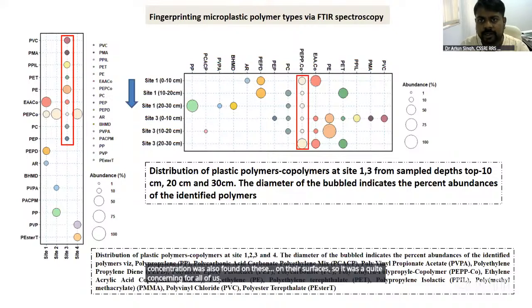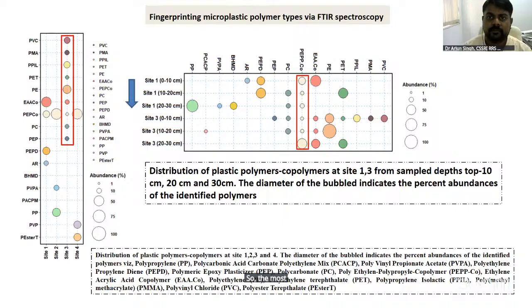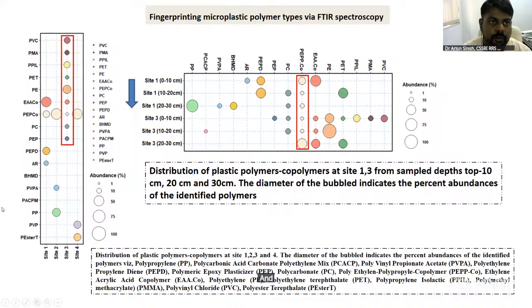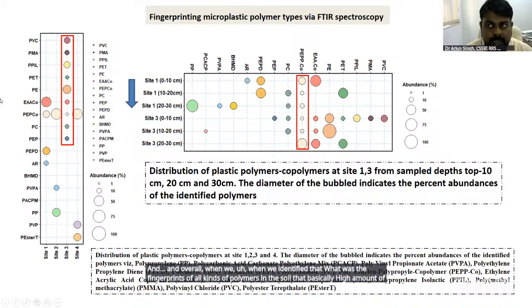Then we tried to identify what kind of polymers were there in these soils. The most prevalent ones were polyethylene copolymers and polyethylene, which were found at all depths of these soils. And overall, when we identified the fingerprints of all kinds of polymers in the soil, there was a high amount of PVC, PMA, PP, PETP, all kinds of polymers in these biosolid-applied soils.